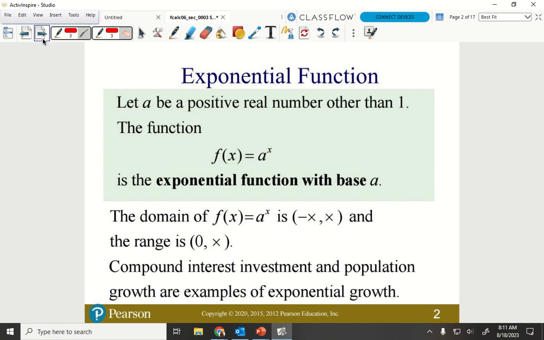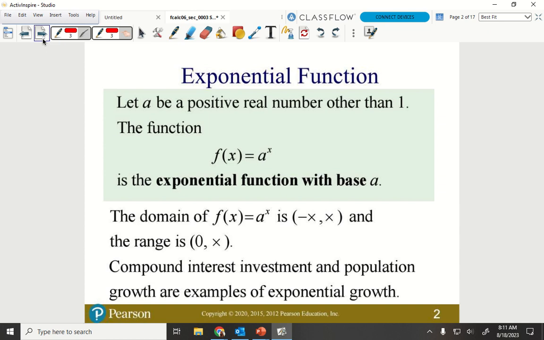Anyway, exponential functions. Let a be a positive real number other than 1. Okay, now serious question. What is 1 squared? 1. What is 1 to the 5th power? 1. Okay, so is there a reason why a has to be a number other than 1? Yes, because otherwise if it's 1, it's not going to change. Make it 0. Anything to the 0 power is 1. Did you know that one? I sort of did remember that, yeah.